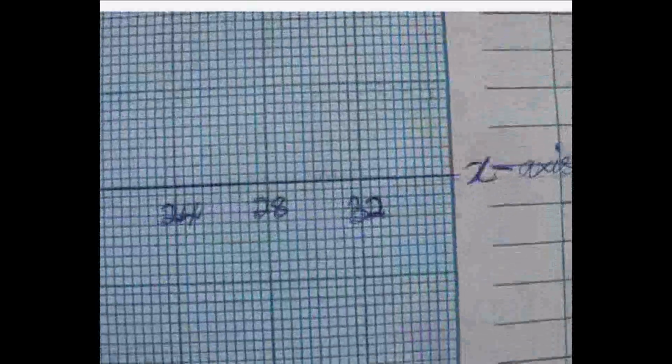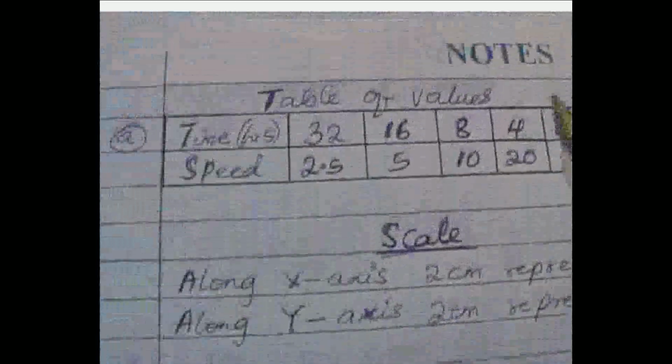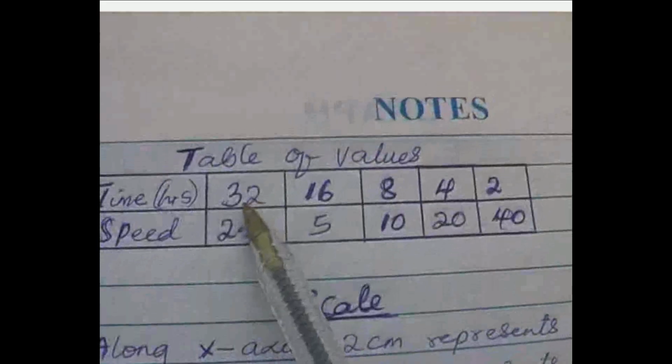28 plus 4 is 32. The next thick line will be 32. That is it. And you can see that the highest number we have in the table of value is 32, and you have gotten 32 already. So we are done with the x-axis.